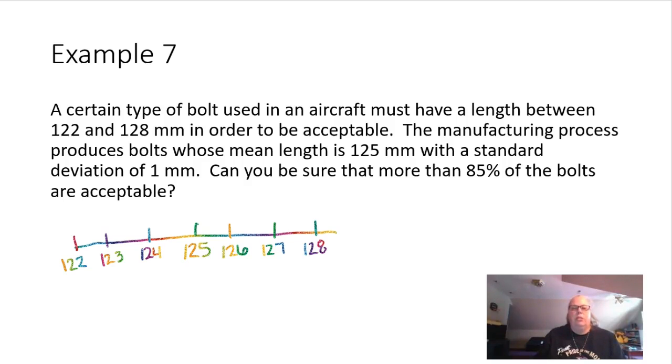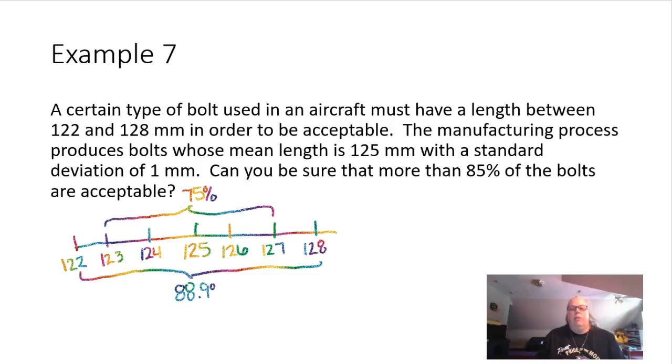Now, according to Chebyshev, we know that there should be about 75% that fall in this range between 123 and 127. That's 2 standard deviations. And we also know that there should be about 88.9% that fall within 3 standard deviations, which is 122 to 128.